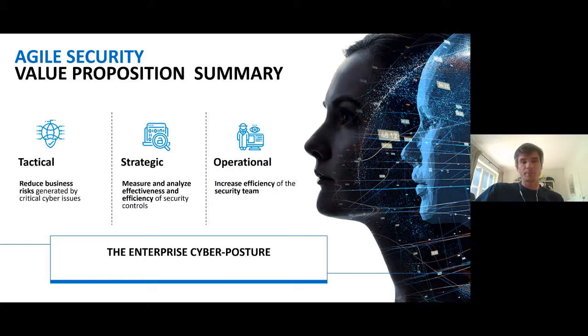On a tactical level. I think the strategic part is where you measure your security controls. How effective are we with vulnerability management, for example? How quickly are we patching? How quickly are we discovering certain vulnerabilities which are out there? How quickly can we change the configuration of a business critical asset? So where you measure is where you put your, for example, SLAs, and where you work towards improving and then maturing your security program. The last part is the operational part, which is just increasing the efficiency of your security team.